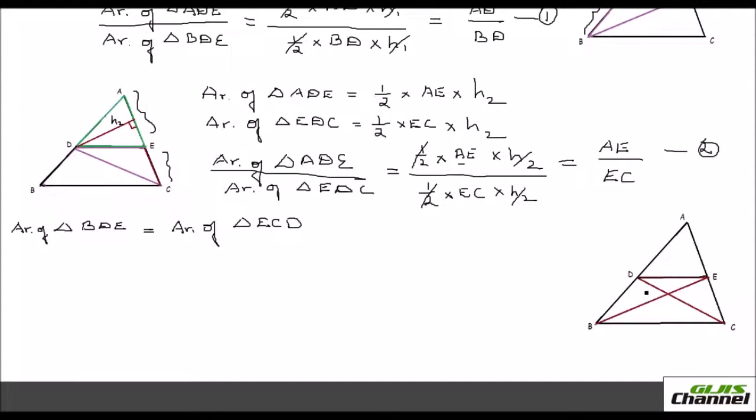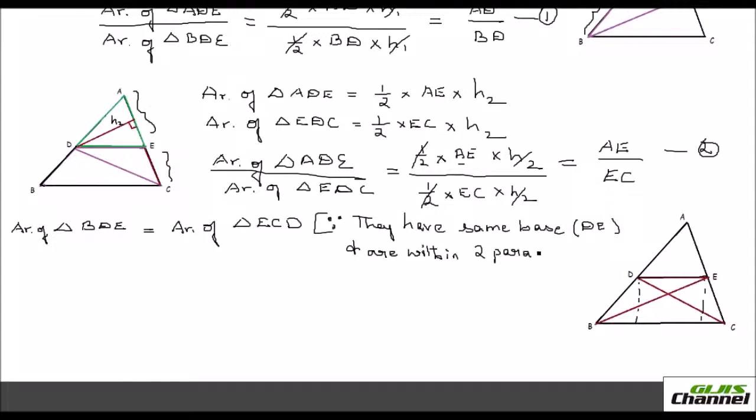between the two parallel lines, for both triangles, say for instance if I draw the height here and here, both are going to be the same, right? So the height is the same. When the base and heights are the same, then the area of the triangle is equal, right? So I write the reason here, because they have the same base, I call it DE, and are within two parallel lines. So this is the reason why we say that these two areas are the same.